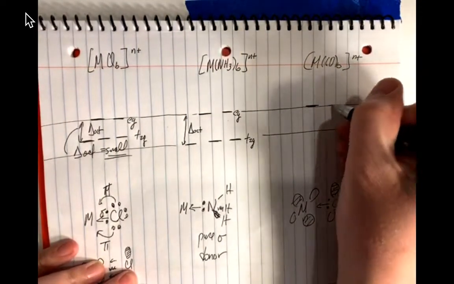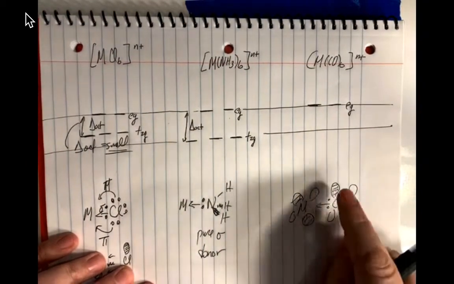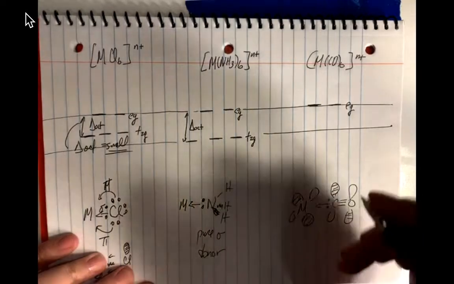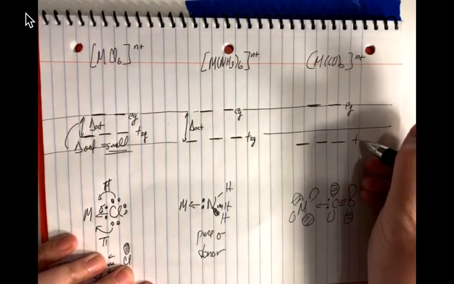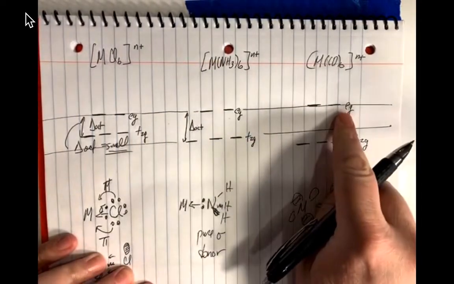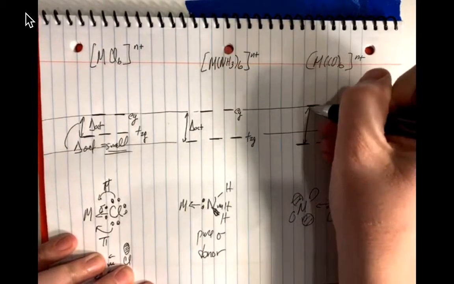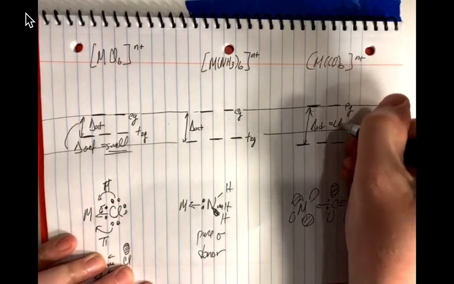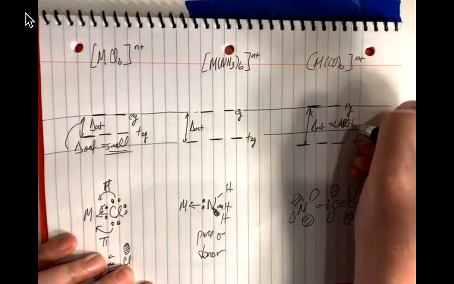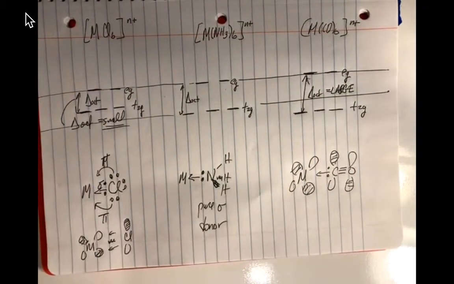Let's see what the consequences of that is. So to a first approximation, again, EG stays the same. The T2G set gets stabilized from this interaction. So EG stays the same, T2G comes down in energy. This leads to a delta oct, which is large. Okay, and so it ends up then that from this we have 3 classes of ligands.